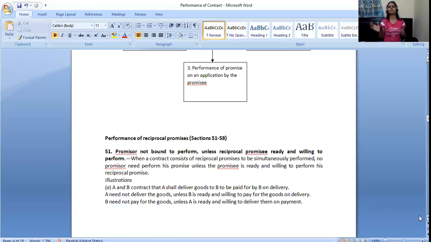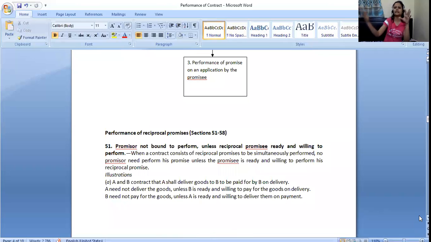Regarding reciprocal promises, there are multiple promises. Unless and until one thing is done, the other one will not be done. Unless and until you pay, that cash on delivery parcel would not be delivered to you. So unless and until you are ready and willing to pay, the other person will not deliver that parcel to you.